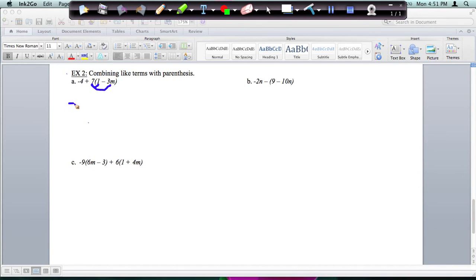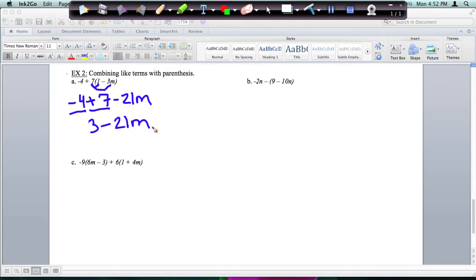So I have negative 4 plus 7 times 1 is 7. And 7 times negative 3m is negative 21m. Okay, so now I've simplified it and gotten rid of all my parentheses. So I need to now combine like terms. And the only like terms I have are these two numbers without a variable. And again, you take the sign in front of the number. So this is a negative 4 plus 7. And that is 3. And then just bring down the negative 21m.